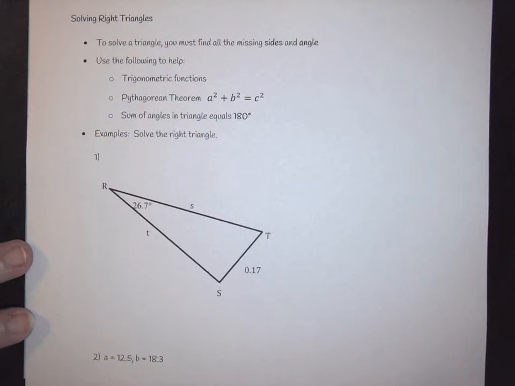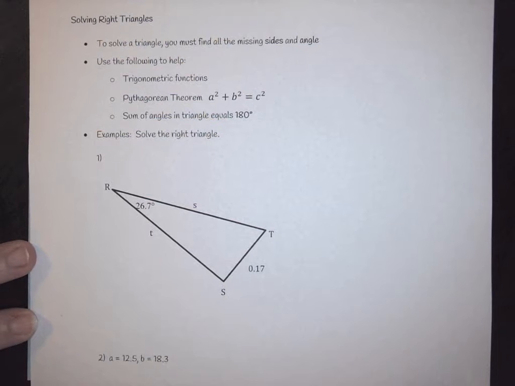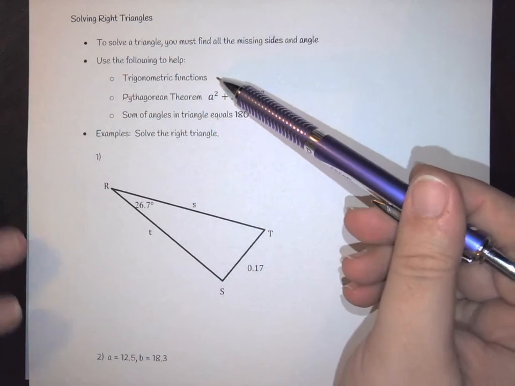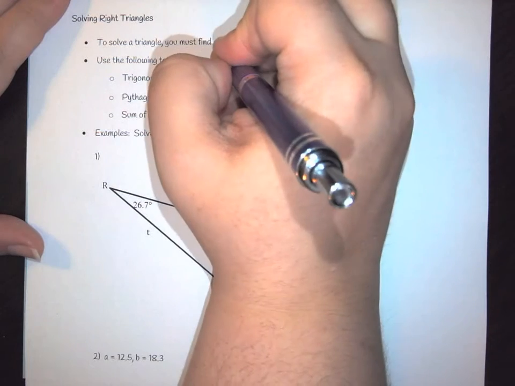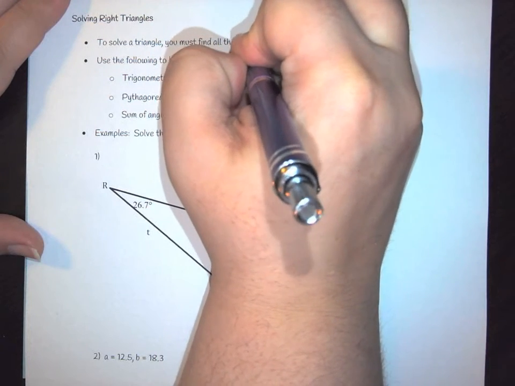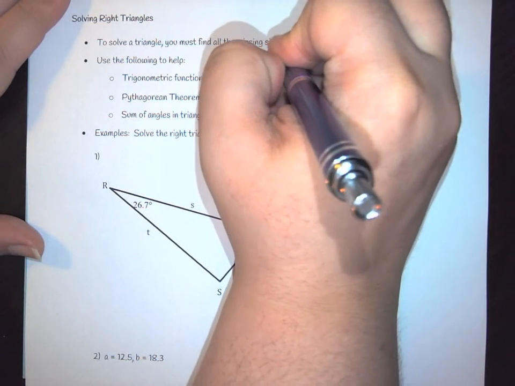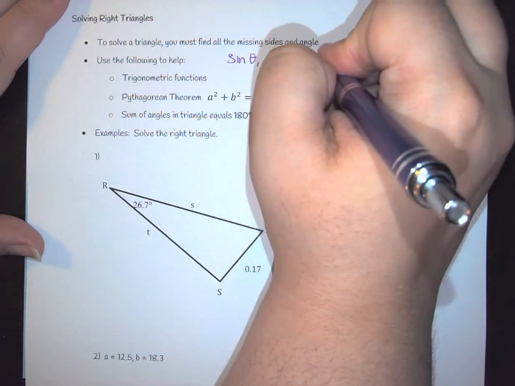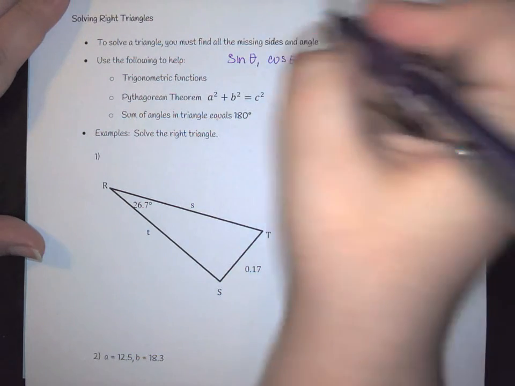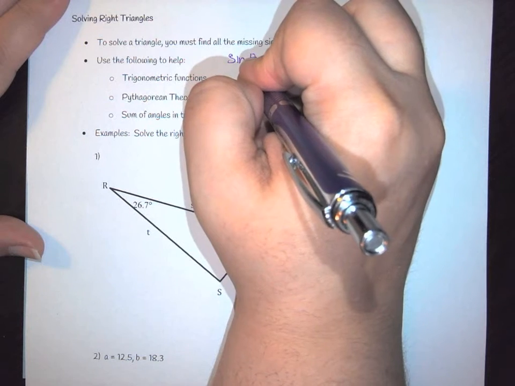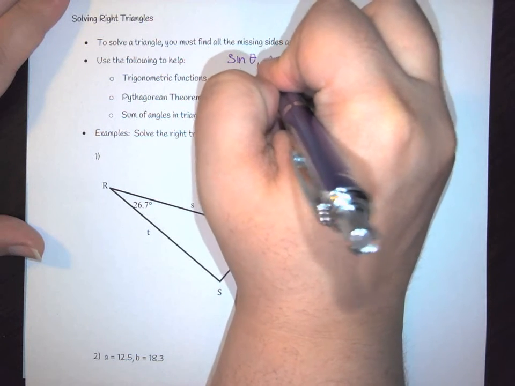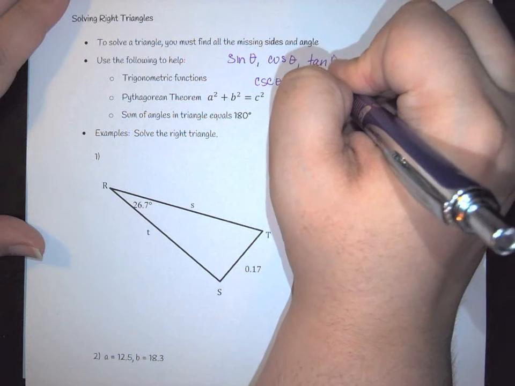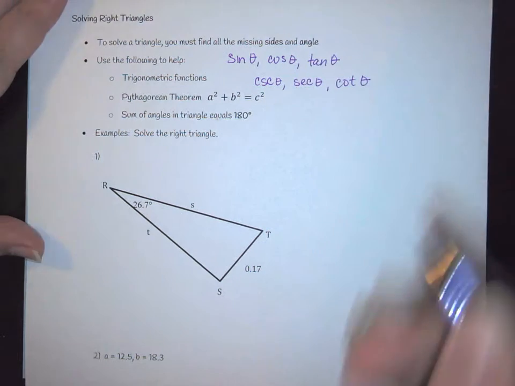Alright, here I'm going to show you a couple examples of what it means to solve a right triangle. So first and foremost, you need to remember your trig functions. Remember, we have six. We've got sine of theta, cosine, tangent, and then we have their minor partners: the cosecant of theta, the secant, and the cotangent.